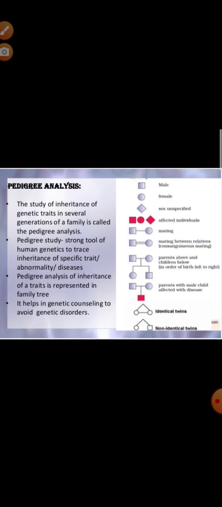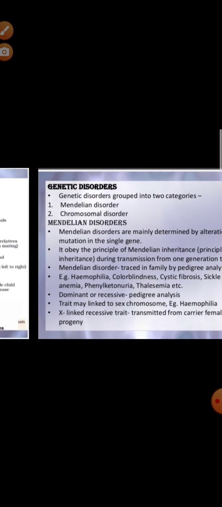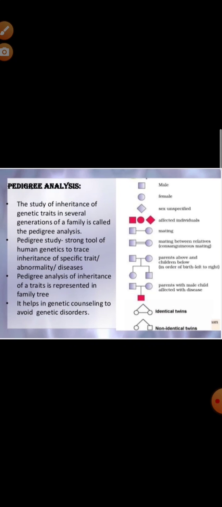The study of inheritance of genetic traits in several generations of a human family in the form of a family tree diagram is called pedigree analysis. Now, what is the advantage of pedigree analysis? Basically, pedigree analysis is very helpful in genetic counseling to avoid disorders. And it also shows the origin of a trait and flow of a trait in a family.